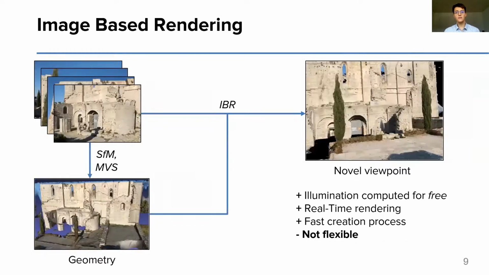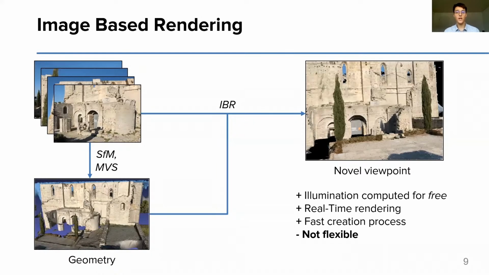And on the other hand, image-based rendering, or IBR, relies on photographs of a scene. The geometry is extracted from these photographs using computer vision methods, and then both photographs and geometry are leveraged in the rendering algorithm in order to generate a novel viewpoint. And this allows for real-time free viewpoint navigation in the scene.